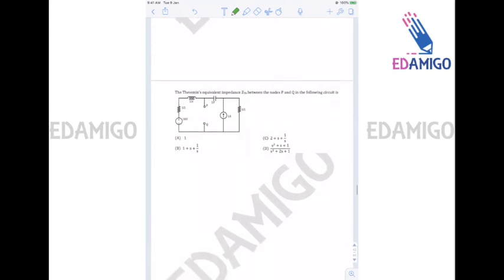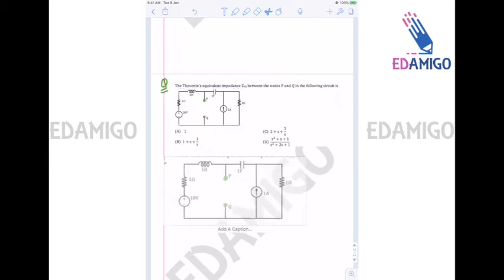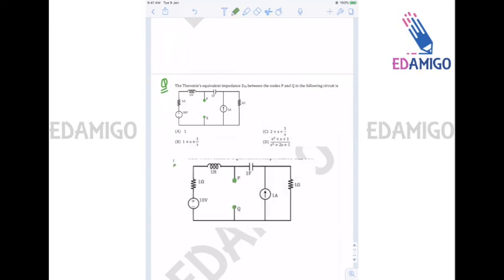Okay, so now let's solve another question. Here we have to find the Thevenin equivalent impedance ZTH seen between the nodes P and Q. So between these two nodes. First of all, let me copy the figure. A very simple question, there is no trick in the question. Here we can see that there are two sources, this is one source and this is another source, and both are independent sources.